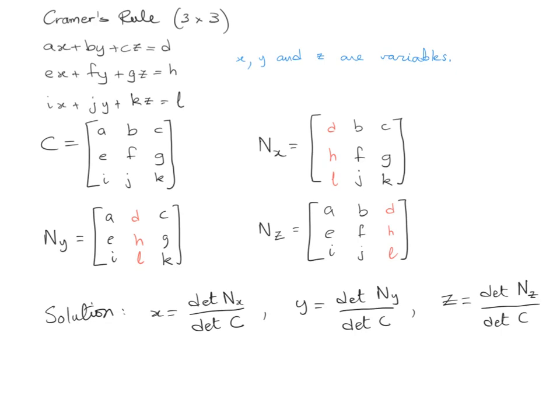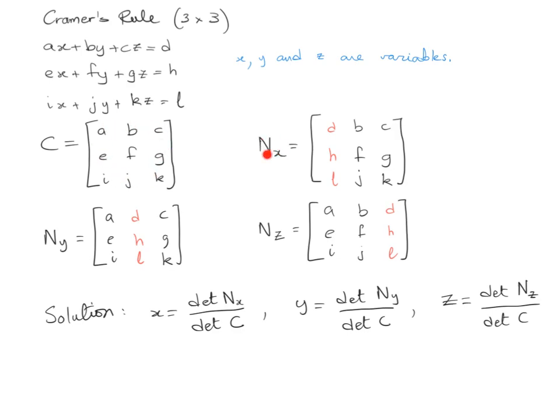So here's a 3 by 3. You have ax plus by plus cz equals d, etc., etc. Remember, x, y, and z are the variables, and the a, b, c, d, e, f, g, h, i, j, k, l are all the coefficients and constants in the problem. So again, you're trying to solve for x, for y, and for z. We now need four matrices. You still have your coefficient matrix, which is basically the coefficients a, b, c, e, f, g, i, j, k. It's right there. You get your 3 by 3 coefficient matrix.